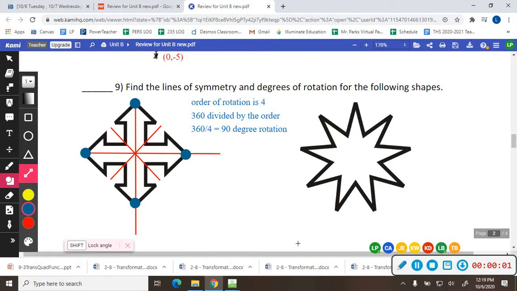So from here, let's find the lines of symmetry. So I believe if you start, say, here, and fold over that line, those will be the same. And we could continue doing that from every corner to every point.